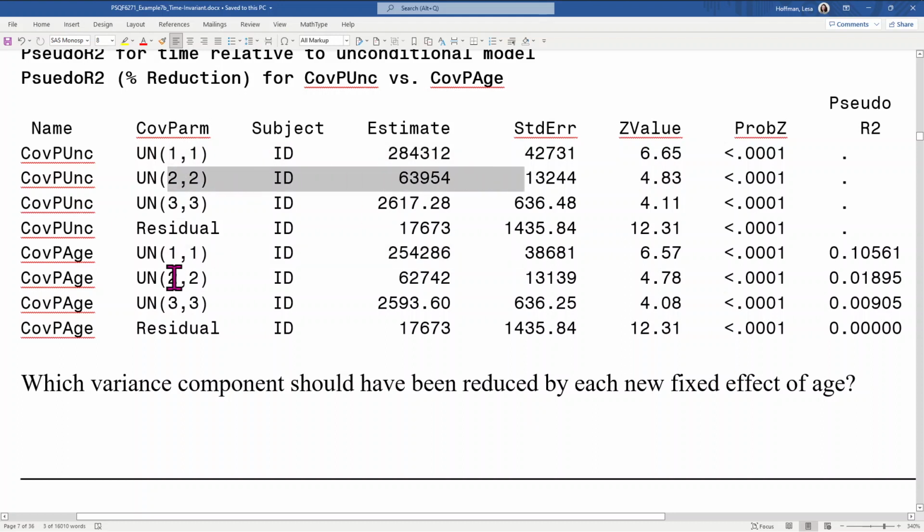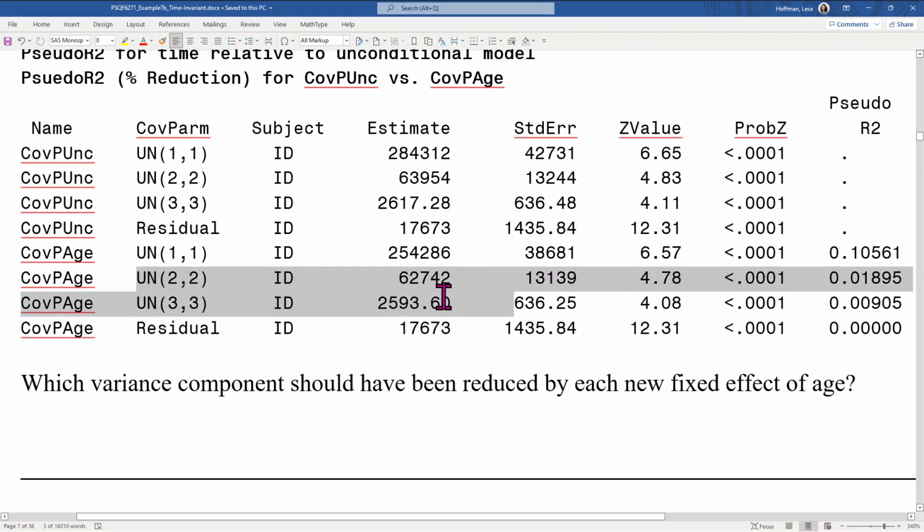Likewise, the reduction in the slope 1, 2 variance is about 2%. So this one was not significant. The reduction in the slope 2, 6 variance is less than 1%, also not significant. And there's absolutely no change in the residual variance, which is exactly as it should be, because the main effect of age does this one, the interaction of age with the 2 slopes do these 2, and so consequently there's nothing for age to explain at level 1.